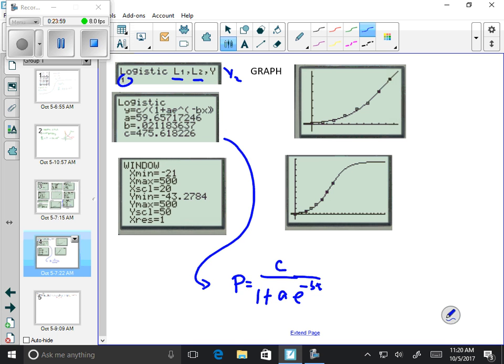Now, if you have the old function, it'll be doing this. But the new logistic function should do a lot better job of going through those points. Did you get it? Okay. Do you still have Y1 in there? It's going to be Y1. Okay, so they both should graph. Okay, then so go to logistic.